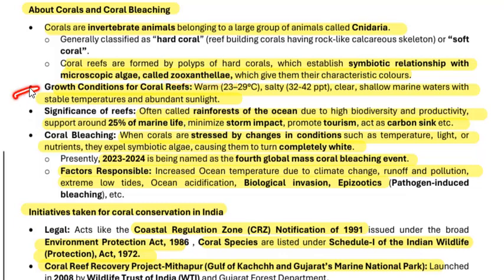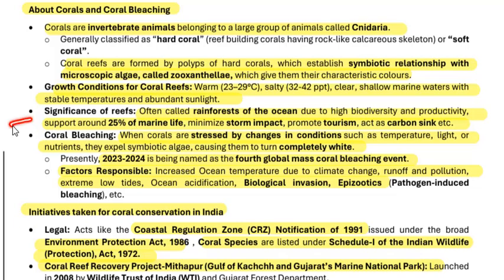Next are the growth conditions of the coral reef. Actually, coral reef develops in very limited environmental conditions. First is a warm temperature of 23 to 29 degrees C. Salinity should be 32 to 42. Clear, shallow marine water with stable temperature and abundant light.